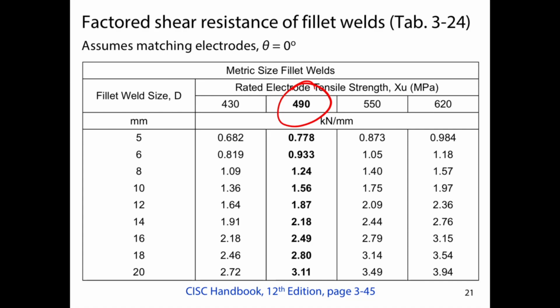So basically it says for different fillet weld sizes, what is the strength per millimeter? We are using a 6 millimeter weld, and so the strength of a 490 electrode in 6 millimeter fillet weld size, we get 0.933 kilonewtons for every millimeter of weld in that connection. So that's great for fillet welds, 490, for pure shear.